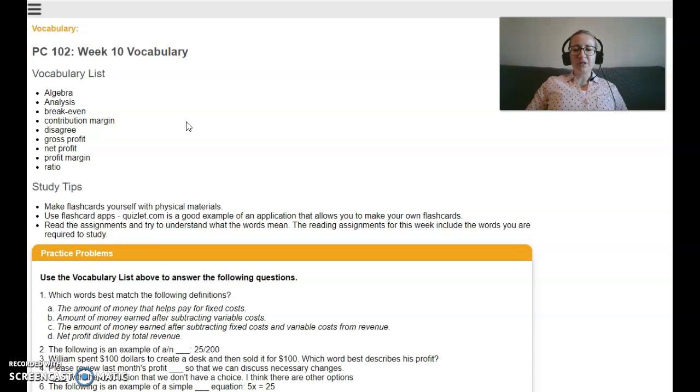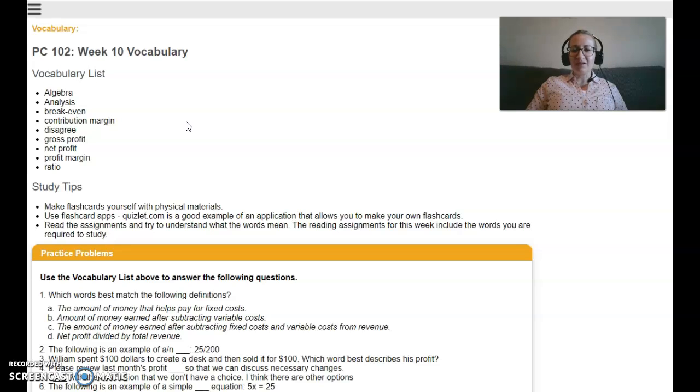The first word is pronounced algebra. Remember, on L's, stick your tongue out. Algebra. This is a type of math. Analysis. This is analyzing data, figuring it out, what it means.